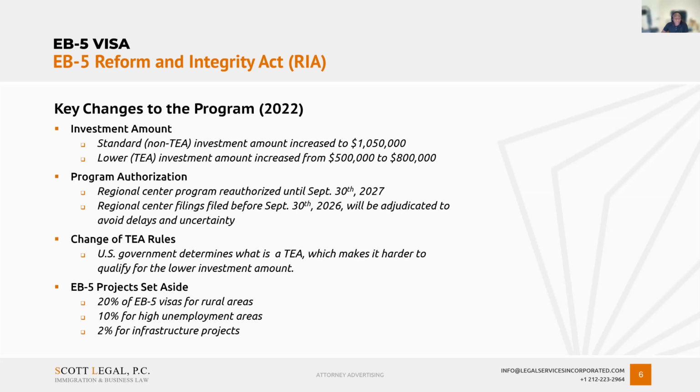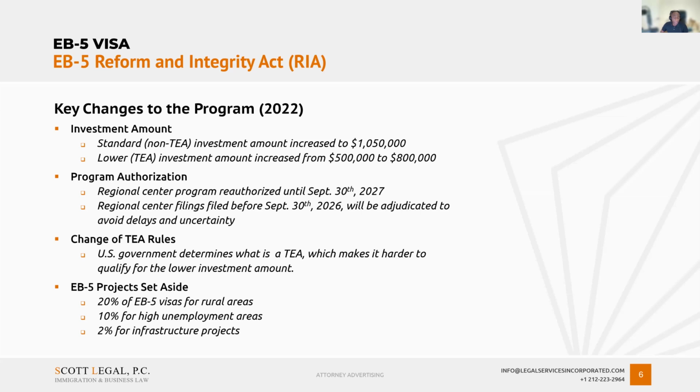So these changes to the program occurred in 2022. The investment amount, the non-standard amount, the higher amount, increased to $1,050,000. It used to be $1 million. The lower increased from $500,000 to $800,000. So that was a really big increase. The other one, not so much. The regional center program requires authorization periodically. So it's been authorized until 2027. So this program is going to be around at least until then.